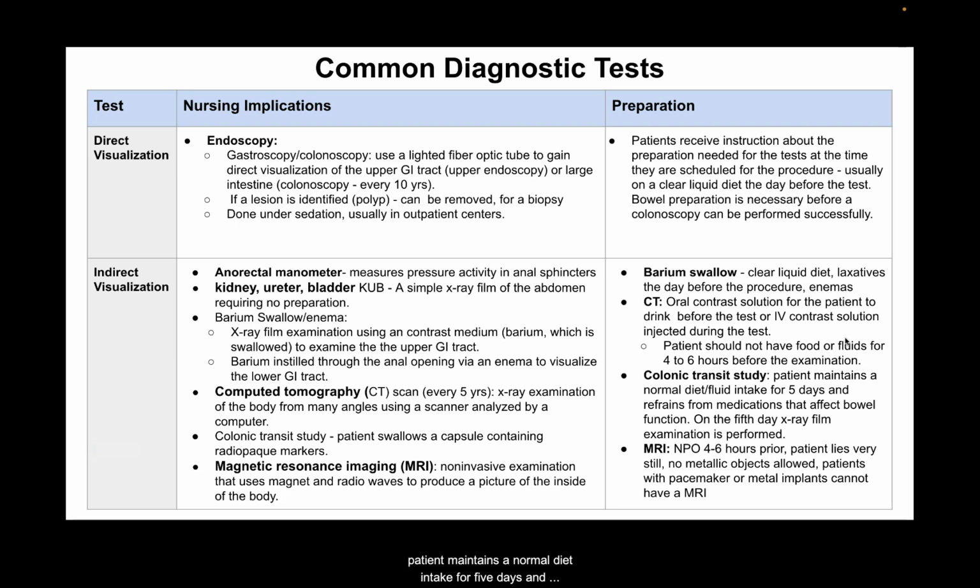Colonic transit study, patient maintains a normal diet intake for 5 days, and then refrains from medication that affects bowel function, and on the 5th day the x-ray is taken. MRI, they have to be NPO 4 to 6 hours prior. Patient lies very still. We have to make sure they have no metallic objects on them, any watches, jewelry, anything like that. Patients with a pacemaker or metal implants cannot have an MRI.